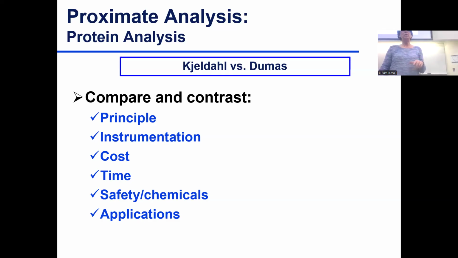Safety and chemicals. So Kjeldahl, you need to have the safety training to work with corrosive reagents and such. Whereas Dumas, you need just the training with the instrumentation, which does not involve any chemicals other than the standards that you use to calibrate.